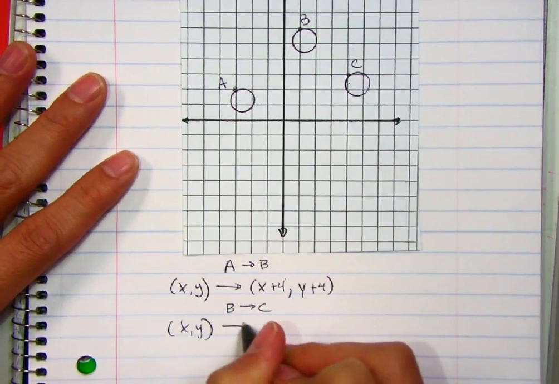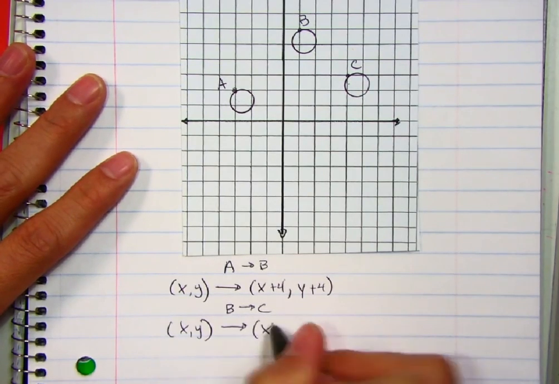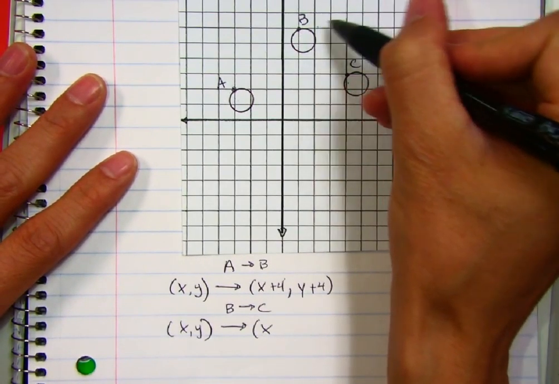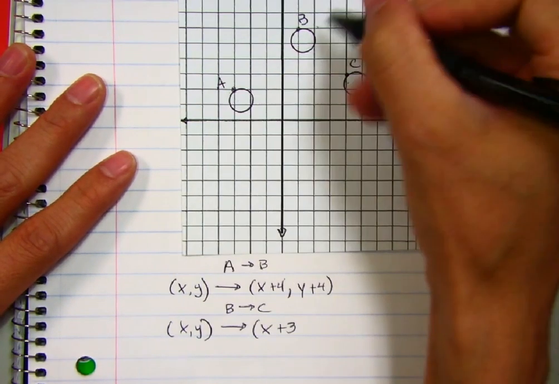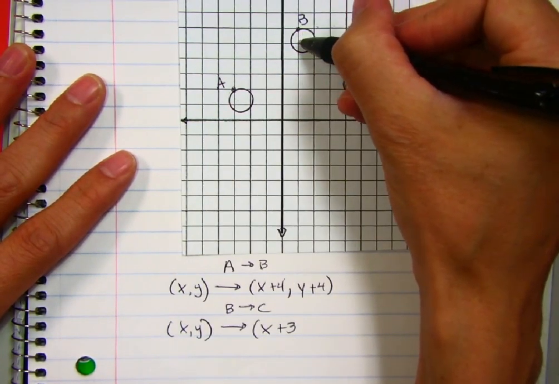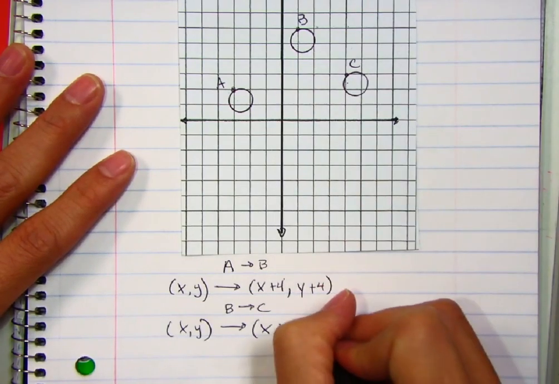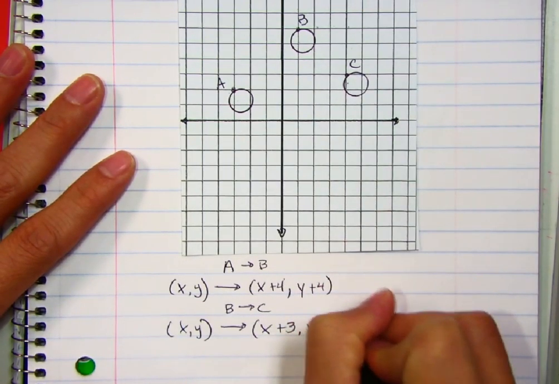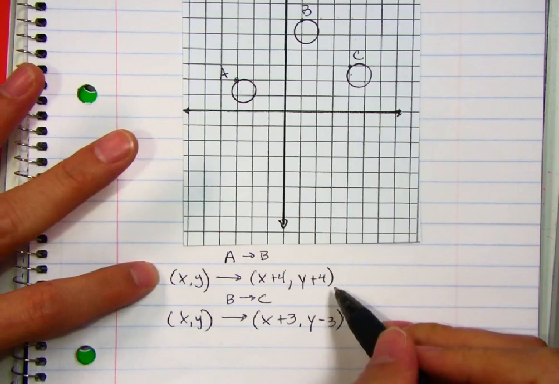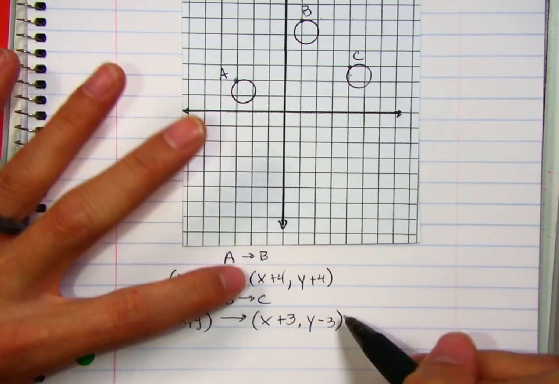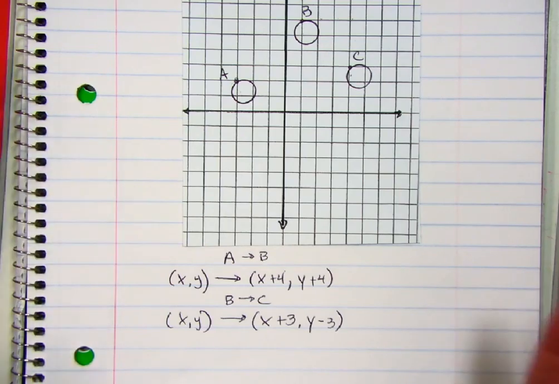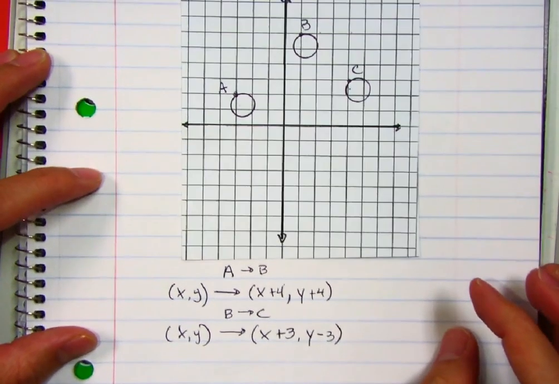And then if I want to go from B to C, I show x, comma, y, right? The little arrow, and I say x. What happened to x? Well, x went 1, 2, 3. So I added 3 because I'm going in the positive direction. And the y value went down 1, 2, 3. Oh, okay, so I go y minus 3. And that's it. Those are the two translations. This tells you, hey, go 4 this way and 4 up. This one goes 3 this way and 3 down. It just so happened those are the numbers.